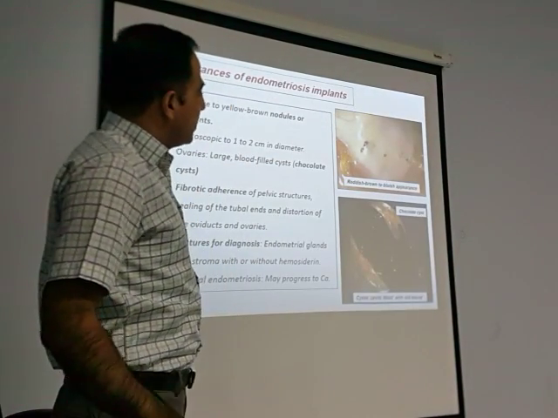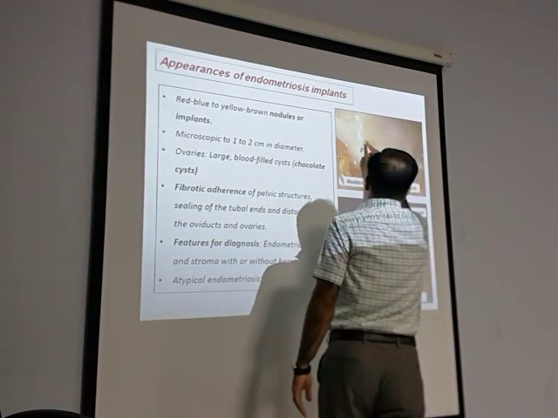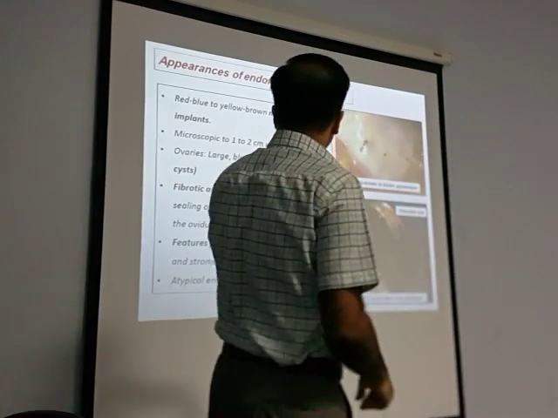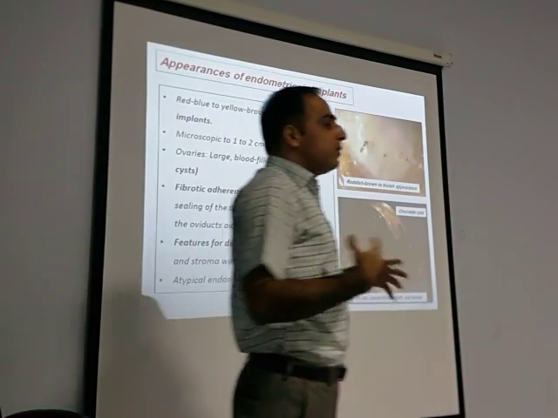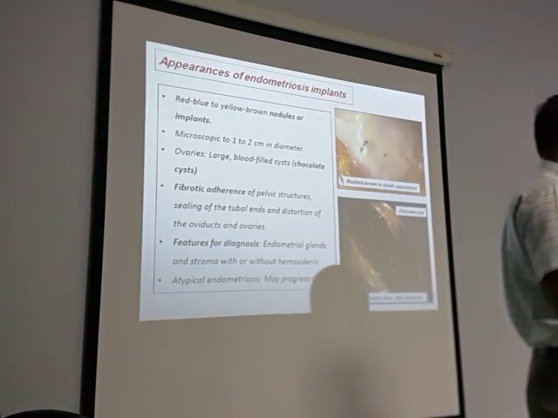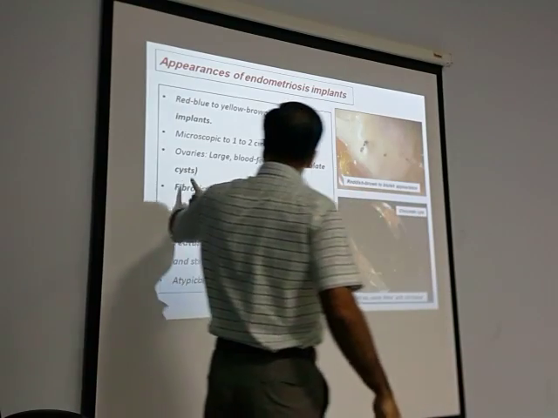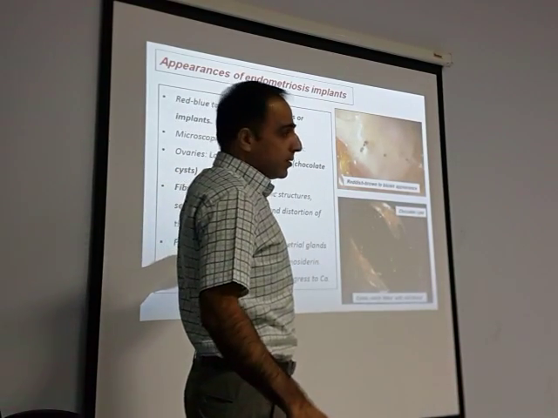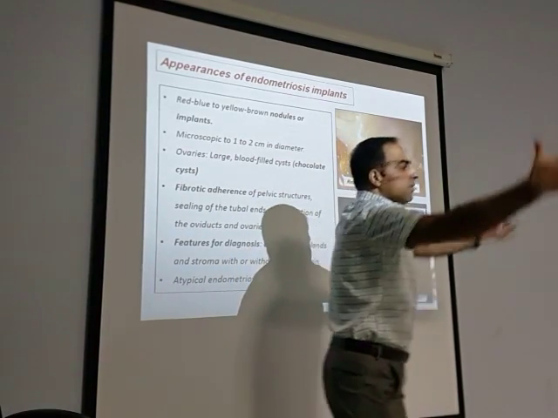Grossly, you will find this. Small nodules, reddish brown to bluish. Small nodules on the peritoneum, on the surface of the ovaries. Normally 1 to 2 centimeters, but sometimes if they remain there for a longer period of time, they can get converted into big cysts. And what are these cysts? These are large blood-filled cysts, which are also known as chocolate cysts. A big cyst is there, you cut it open and chocolatey fluid comes out.